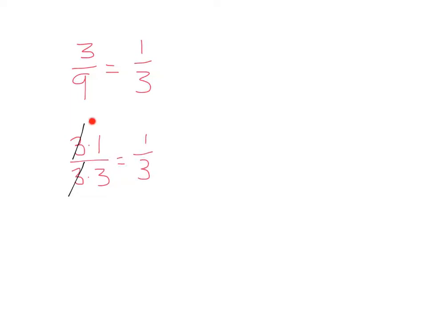Okay, and so this is a much better way to think about what we're going to be doing when we're just simplifying, because you really need to factor everything and then cancel like factors. So let's do a couple of examples of those.